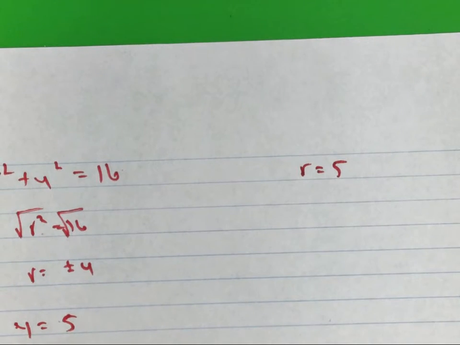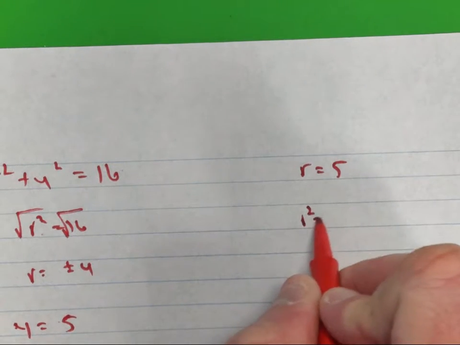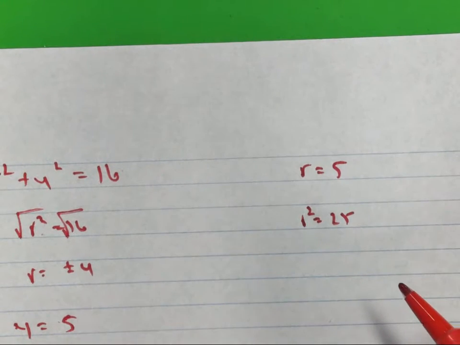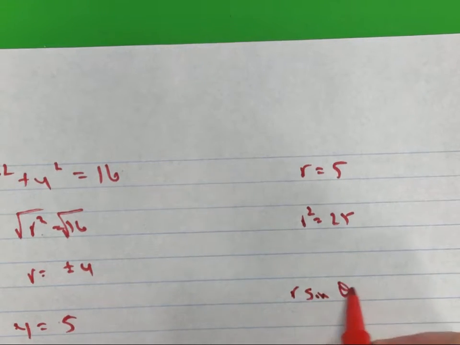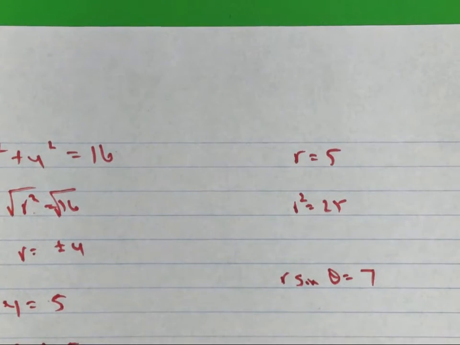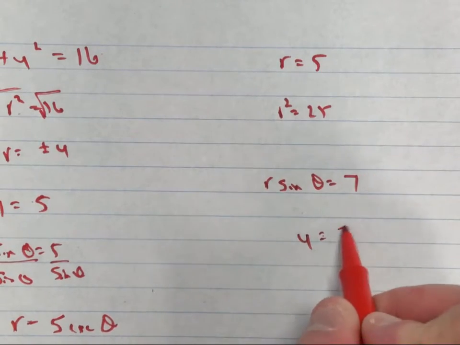r equals 5. Do I need to multiply both sides by r or square both sides? Square both sides. So r squared equals 25, and then you replace r squared with what? x squared plus y squared. Okay, if you had this right here, all you have to do is what? y equals 7. Very good.